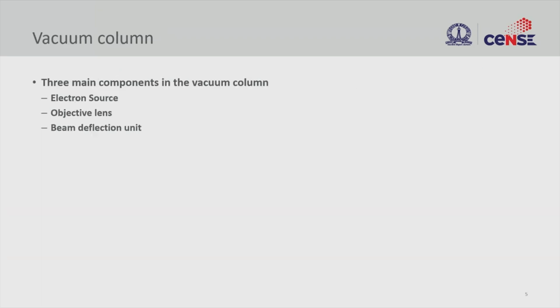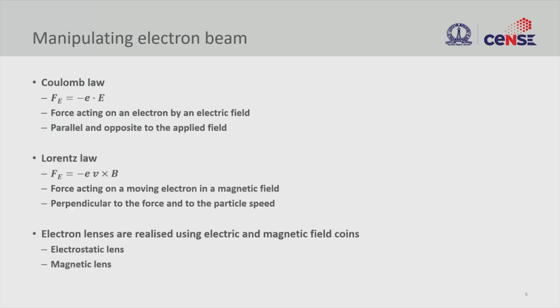And next comes the vacuum tube itself, or the column itself. There are three fundamental elements here. One is the electron source, which we just saw, and then there is the objective lens, and then the beam deflection unit. In addition to that, you have a lot of apertures and so on, but let's look at all the things that we have in this column. Primarily, the whole idea of this electron beam column is to control the electron beam.